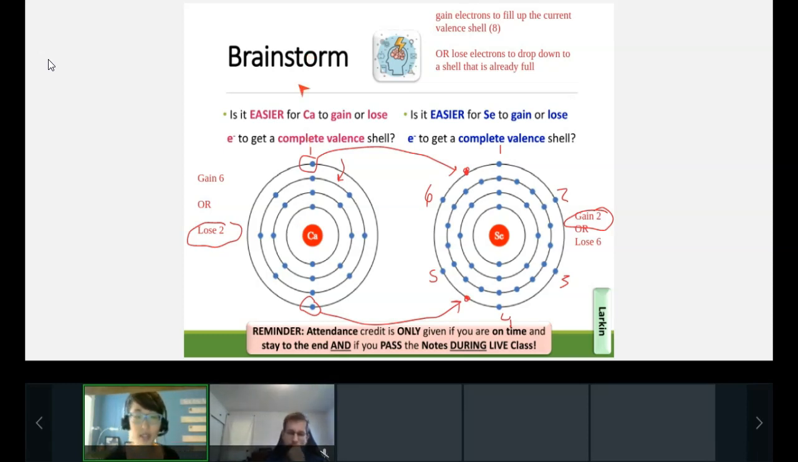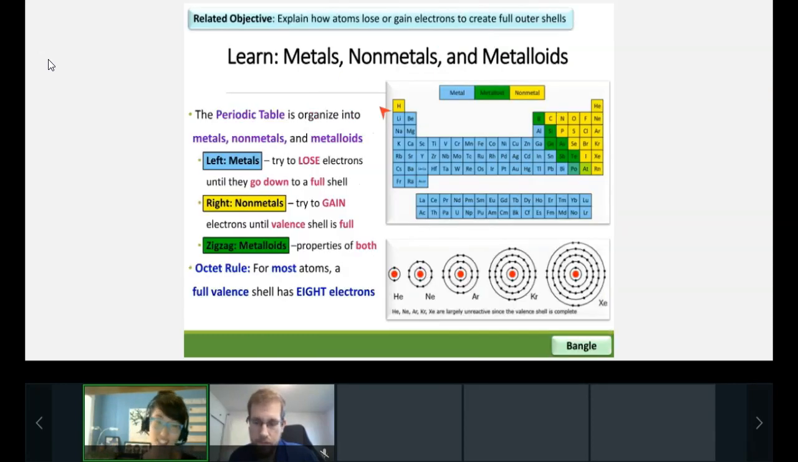Go ahead, give me a smiley face or an emoji in the chat box if that's beginning to make sense. If you only have a few electrons, you prefer to lose them. If you have most of your valence electrons, you prefer just to gain a few more. And they can work together as bonding to make this happen. Great job, everyone. All right, let's go ahead and talk about what these are therefore called on the periodic table.